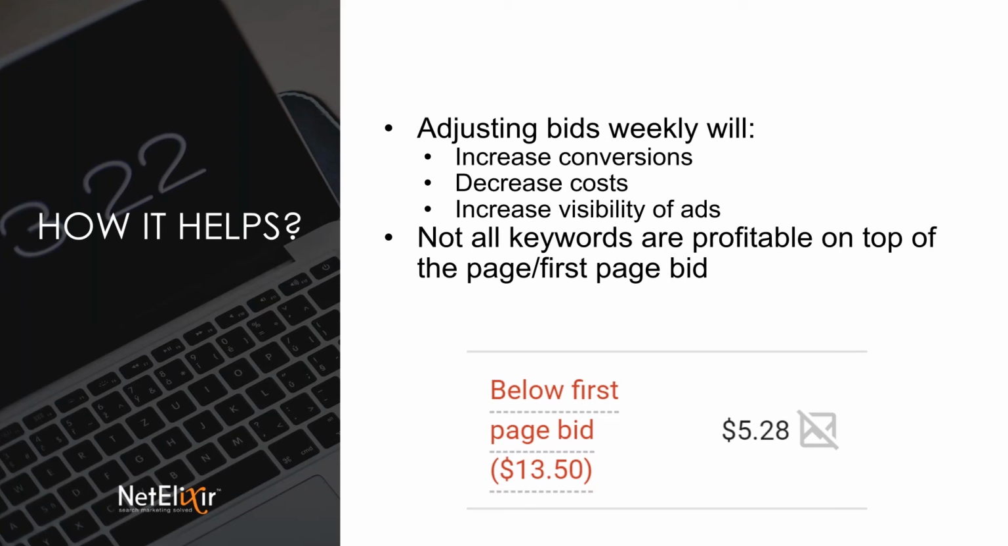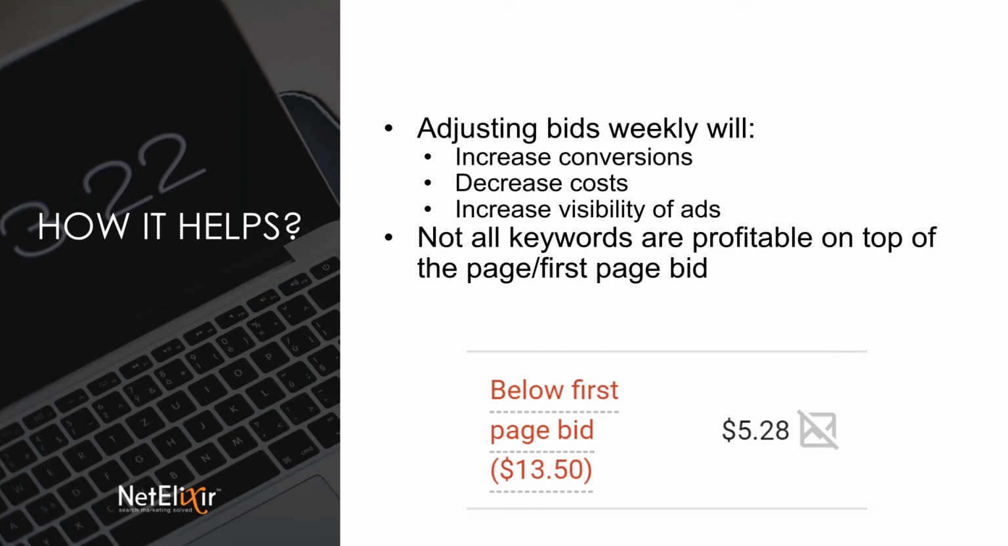It's important to keep in mind here that not all keywords are profitable at the first page bid, so you'll want to incrementally work your way up to see what CPC works best. So you might have seen this notification in your account that your keyword is below the first page bid, but if you take a look at this example, it's a pretty large jump from $528 to $1350, and this could cause you to use up a lot of your budget pretty quickly. So we'll definitely recommend moving gradually from that $528 to the $1350.